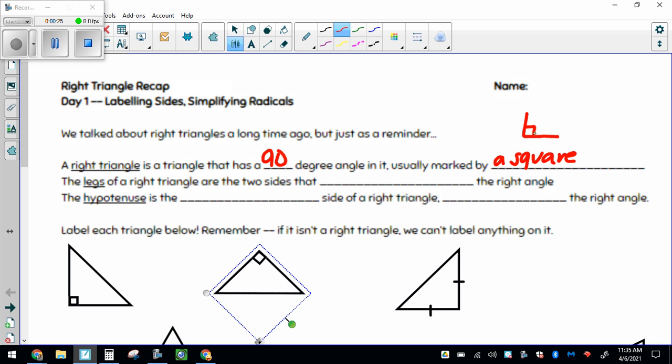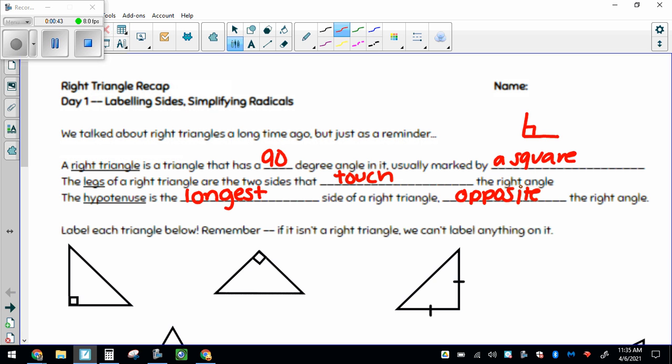All right, the legs of a right triangle are the two sides that touch the right angle. And the hypotenuse is the longest side. It is opposite from the right angle.